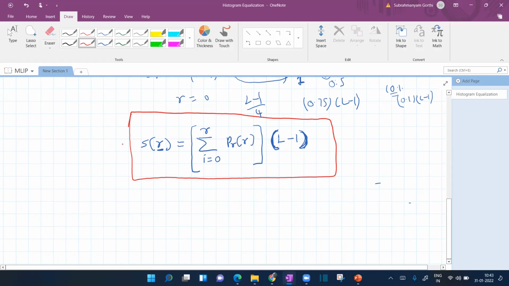Does anyone have any doubts about this? We are going to do all the math associated with it, but unless you get an intuition for it, the rest looks very dry. Is this clear? So, sir, this histogram equalization gives better output compared to the contrast stretching.